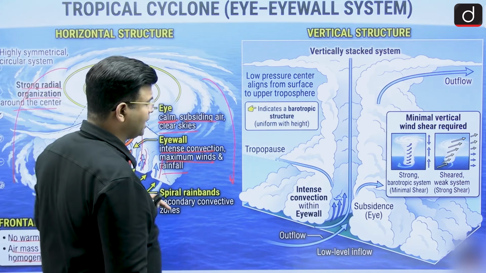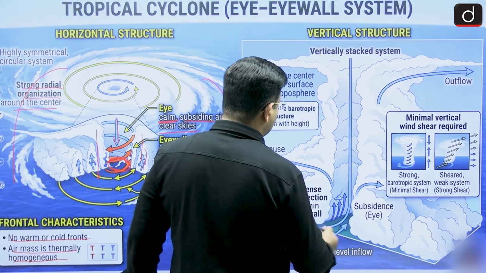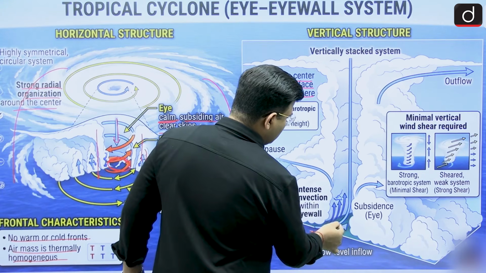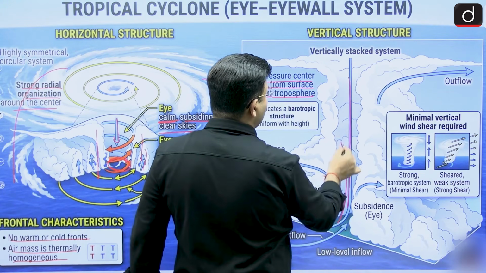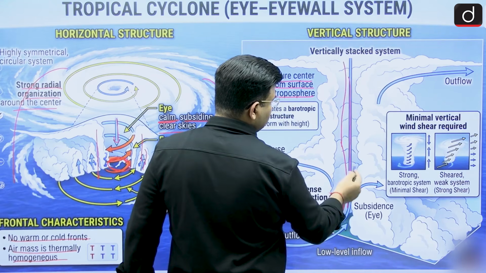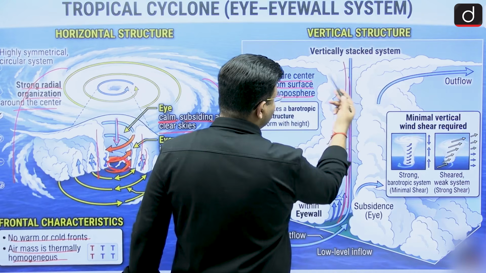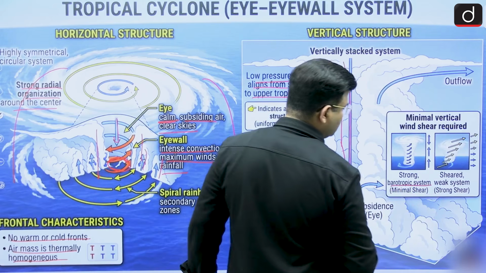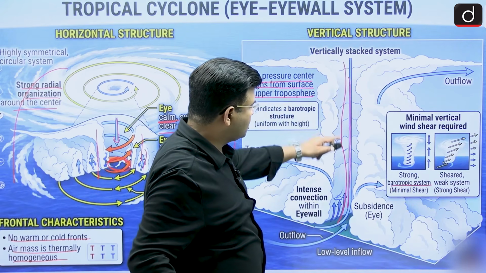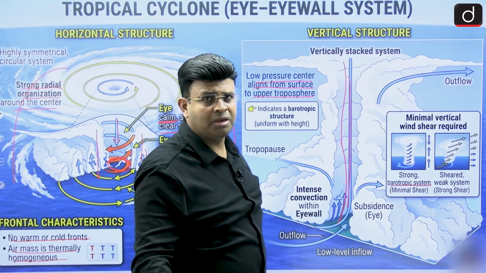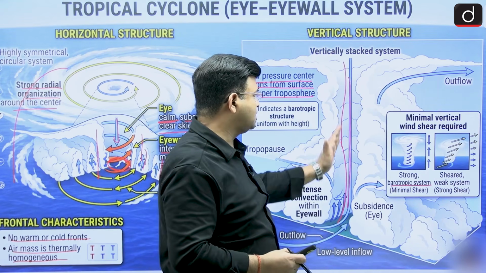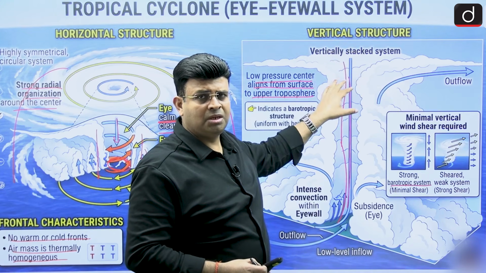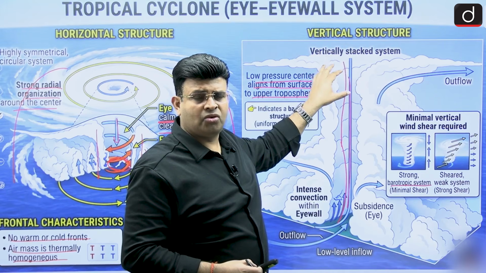That is the horizontal structure. In the vertical structure, the low pressure center aligns from the surface to the upper atmosphere. The low pressure goes upward, and here is the eye, where the low pressure system exists. It is also known as a strong barotropic system, meaning everywhere there is the same kind of low pressure, since pressure depends upon density. It is known as barotropic in the tropical region.